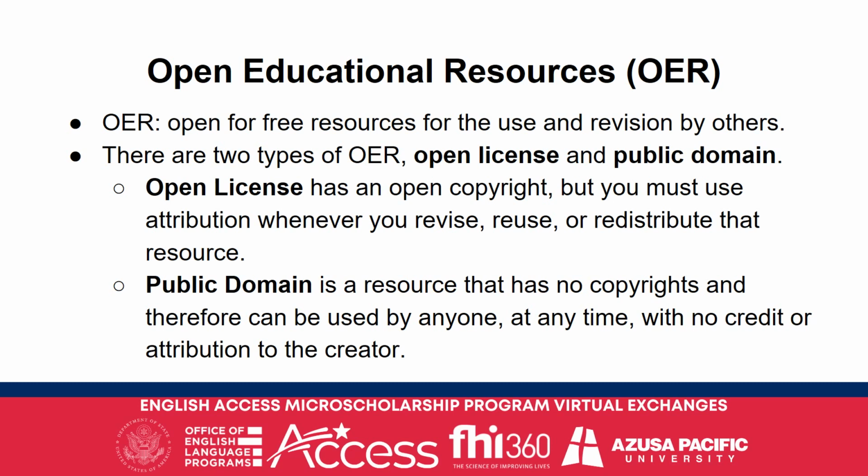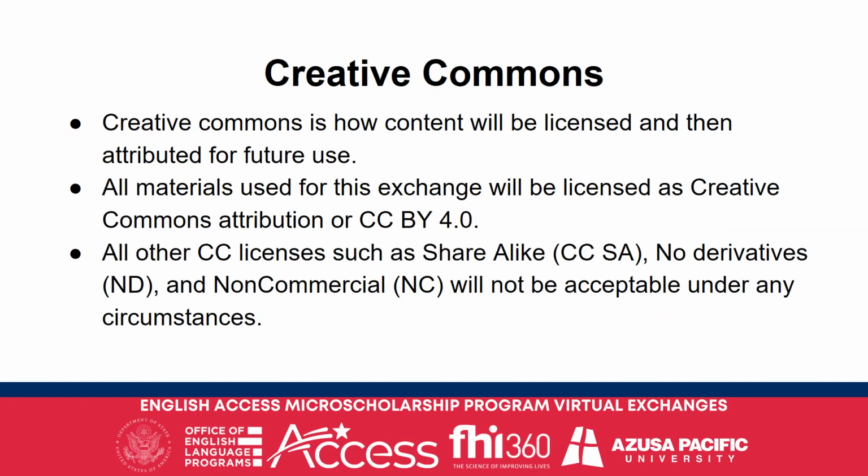A very specific type of open license is the Creative Commons license, which we will cover next. Creative Commons is how content will be licensed and then attributed for future use. All materials used for this exchange will be licensed as Creative Commons Attribution, or CC BY 4.0. This does not mean that the CC BY 4.0 license cannot be used in tandem with other attribution-only licenses, such as the Public Domain CC license or Adapter's license. However, this does mean that other CC licenses, such as Share-alike (CC SA), No Derivatives (ND), and Non-Commercial (NC), will not be acceptable under any circumstances.